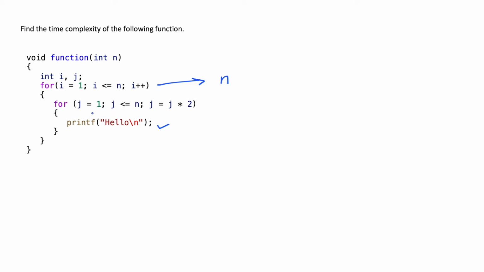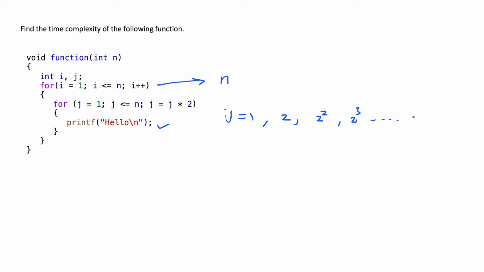Now we have to examine how many times the inner loop will be executed. For a given value of i, the first iteration of the inner loop will be with j equal to 1, and in the next iteration the value of j will be 2, because we are multiplying j with 2, and in the next iteration the value of j will be 2 into 2, or 2 square, and in the next iteration the value of j will be 2 square into 2, that will be 2 cube, and this process will continue on and on.